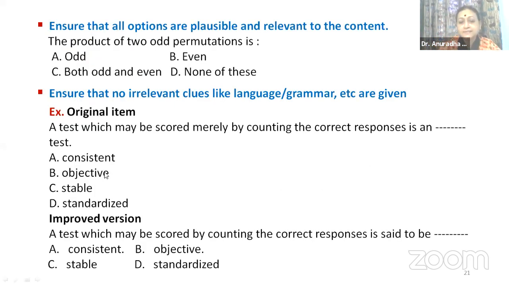Okay. So see that your language and the grammar you use don't give any kind of clues to the student. This question could have been written like this. A test which may be scored by counting the correct responses is said to be consistent, objective, stable, standardized. We are using the same options, but we have changed the stem.